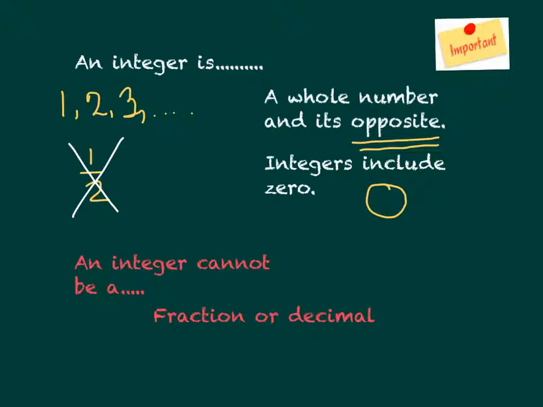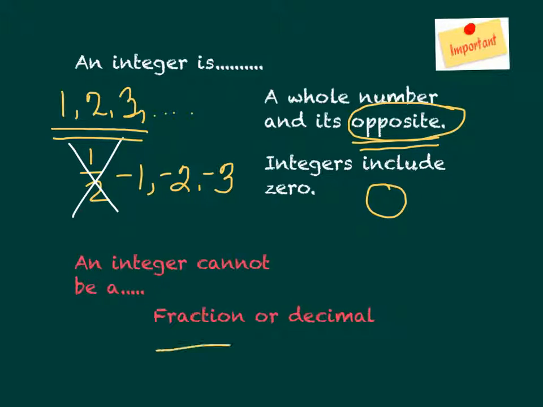So if we were looking at our example of +1, +2, and +3, then we also know that -1, -2, and -3 are also integers because those three numbers are the number opposites of the positive integers 1, 2, and 3. So the reason I'm keying in on this term opposite is because now we're including negative numbers as integers. Okay? Now I just want to remind you, an integer cannot be a fraction or a decimal.